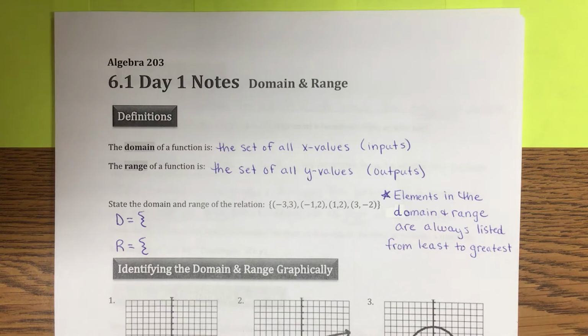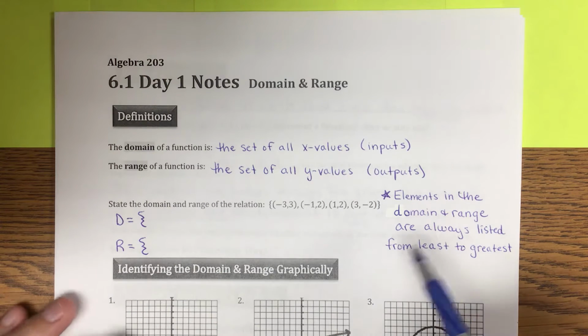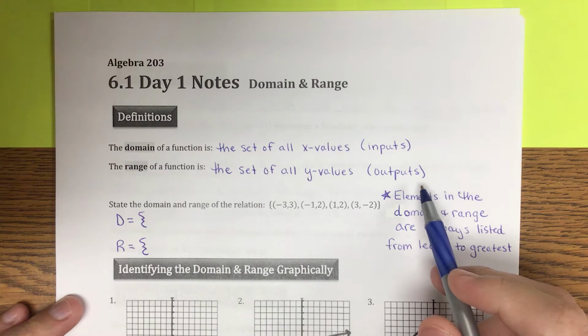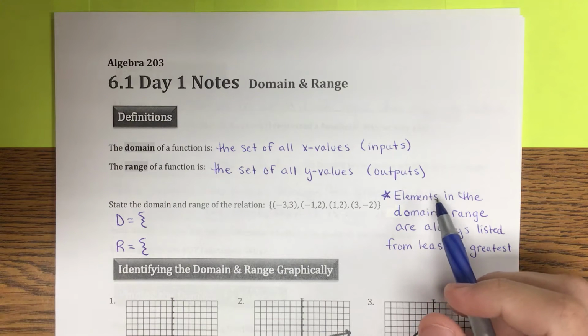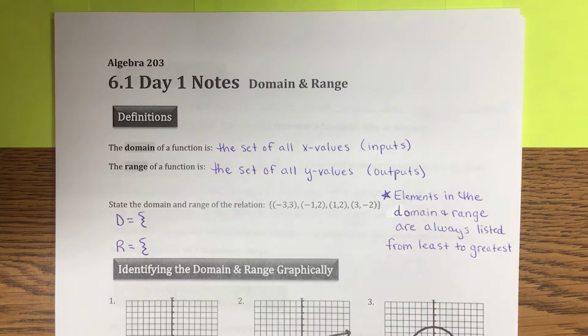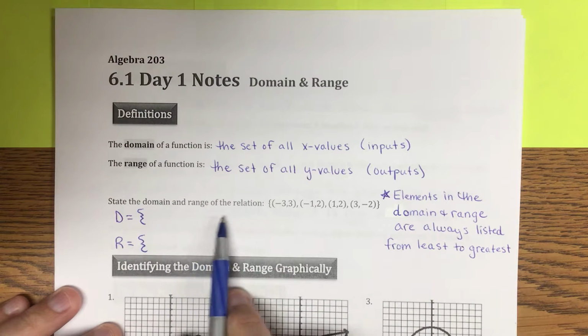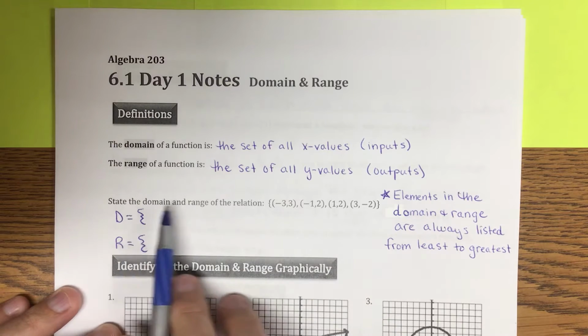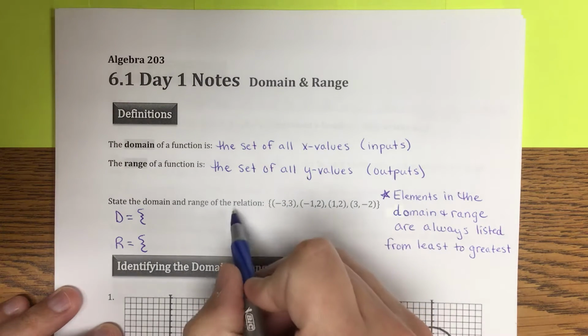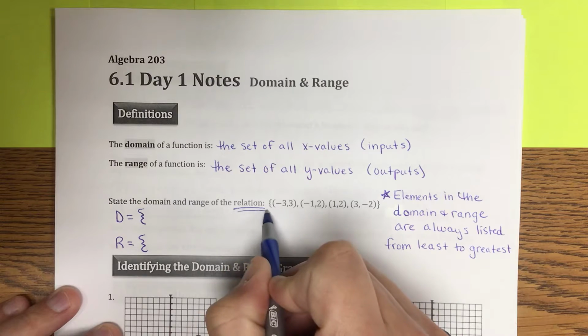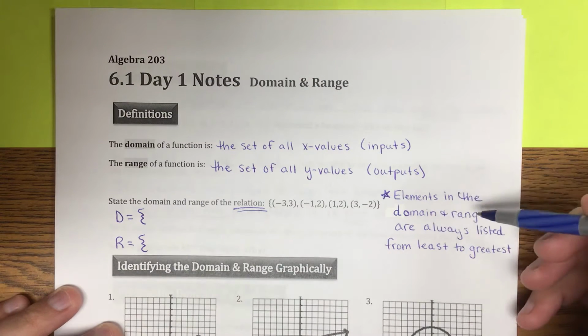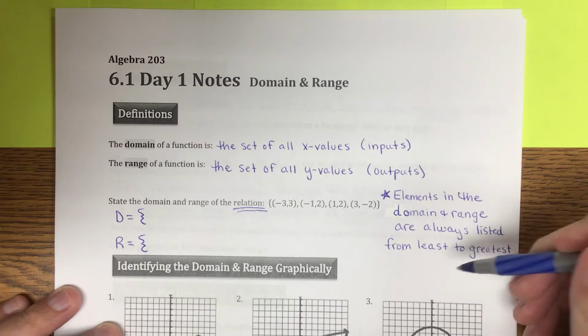And so the range then represents the set of all y values that correspond to those x values, and they are the outputs of the function. So if I put an x value of 3 in, and then I get back a value of 7, those are each an element of the domain and the range. And here it's just a reminder that when you state the domain and range of a relation, the elements in the domain and the range are always listed from least to greatest.